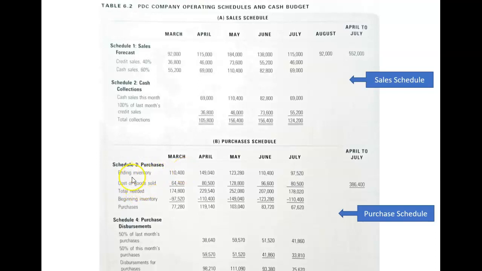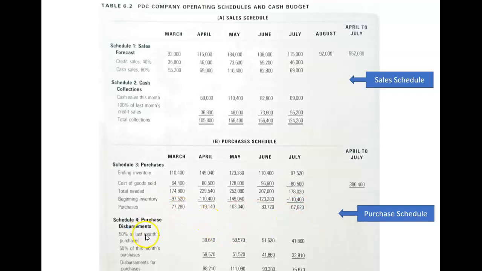So you need to prepare this. Ending inventory, is there any ending inventory first, right? Cost of goods sold, beginning inventory. For beginning inventory, you have to minus total needed purchases, minus beginning inventory, then you will get the total purchases here. All right.